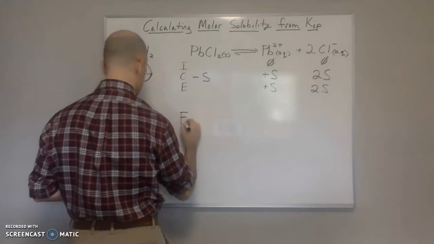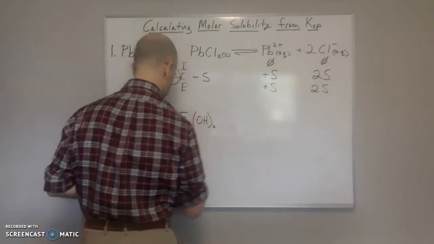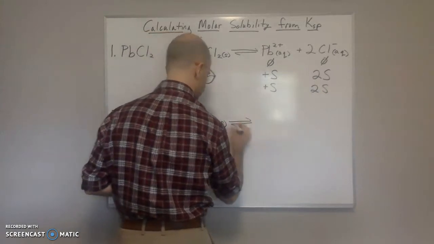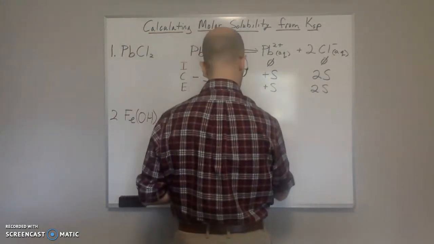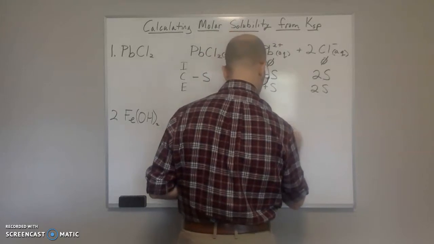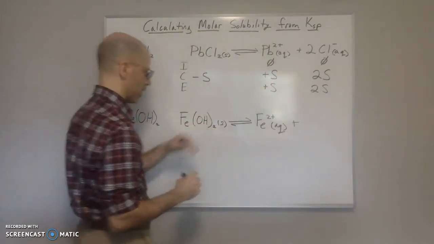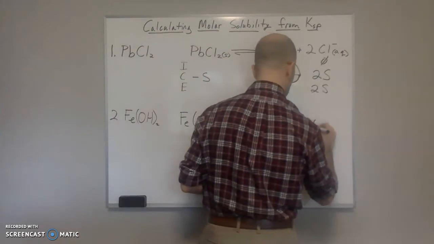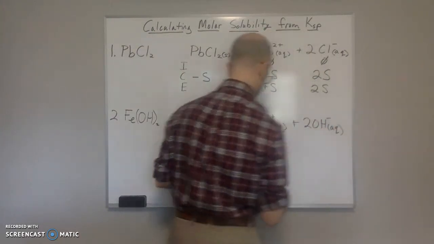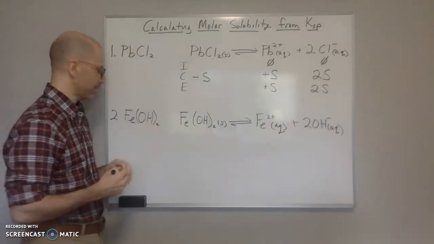So iron 2 hydroxide, solid, is going to dissolve and it's going to become iron 2 plus aqueous, plus, and then we have 2 hydroxide ions, so it's 2 OH minus aqueous. And then we're going to do our ICE chart again.